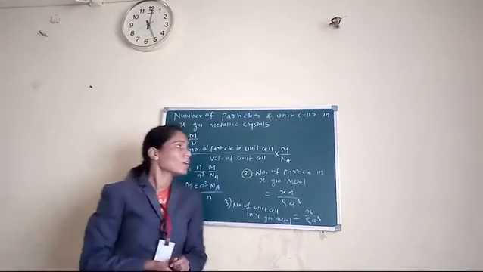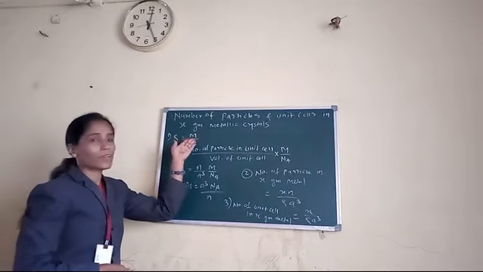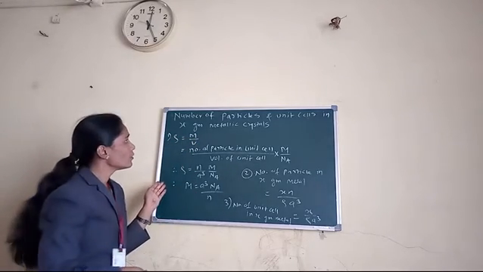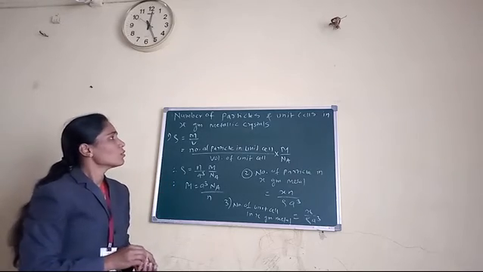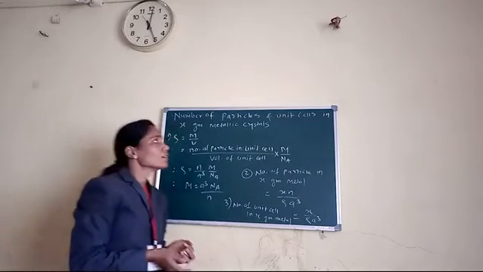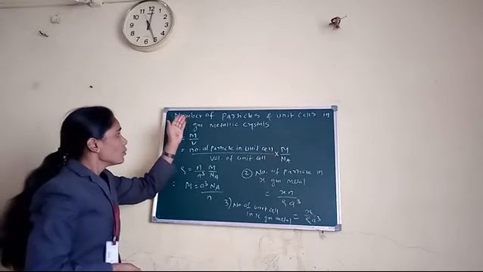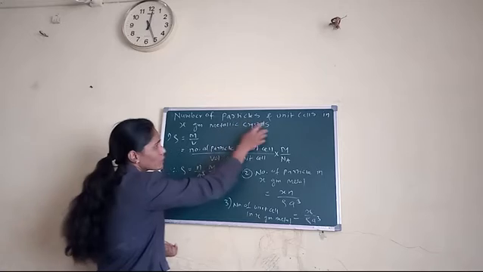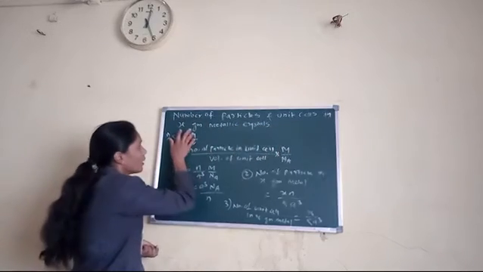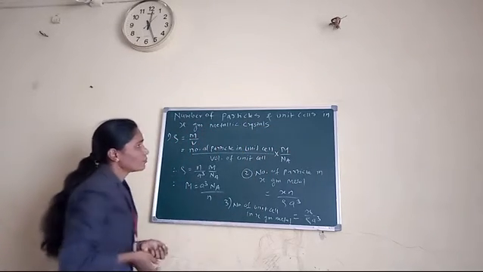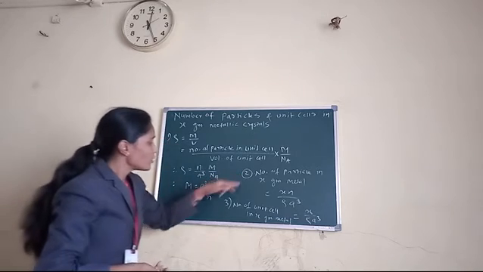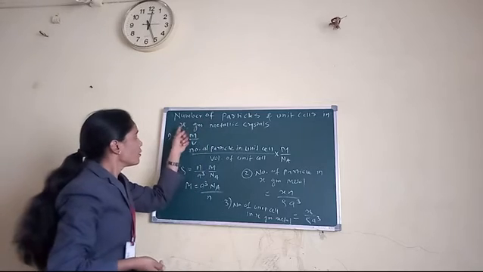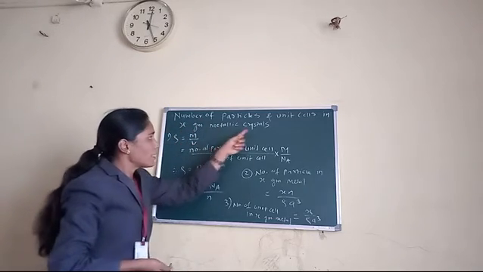Hello students, in the last lecture of the first chapter, Solid State, we learned the types of unit cell, then numericals on the basis of density and mass. The next point is to solve numericals on the basis of the number of particles and unit cells in X gram metallic crystal. There are three formulas to solve for the number of particles in a unit cell in X gram metallic crystals.